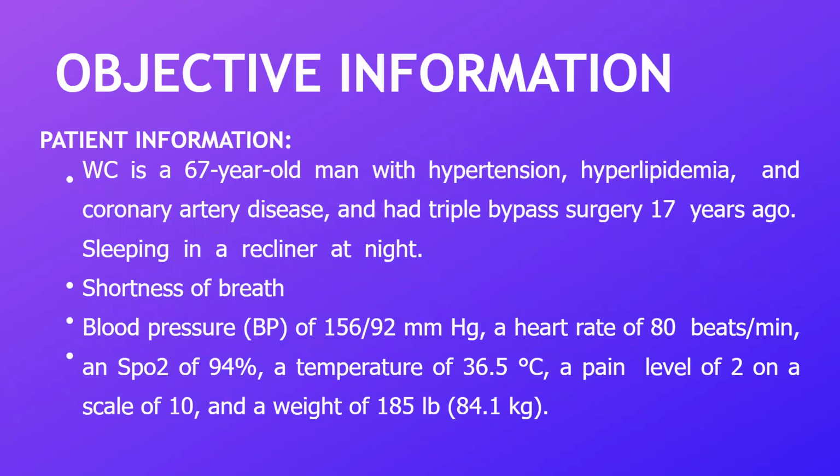So this is also the objective information of the patient. WC is a 67-year-old man with hypertension, hyperlipidemia, and coronary artery disease, and had triple bypass surgery 17 years ago, and is sleeping in a recliner at night, with shortness of breath, blood pressure of 156 over 92 mmHg, a heart rate of 80 beats per minute, oxygen saturation of 94%, a temperature of 36.5 degrees Celsius, a pain level of 2 on a scale of 10, and a weight of 185 pounds or 84.1 kilograms.